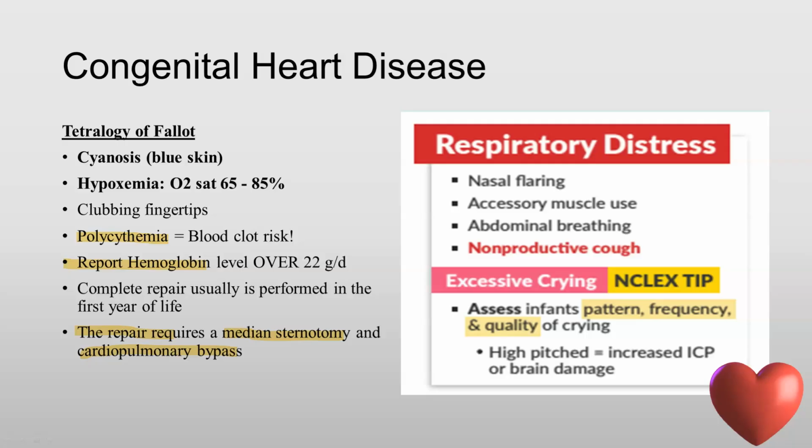The infants themselves may display nasal flaring, the use of accessory muscles or abdominal breathing. It's hard to see accessory muscles on an infant. Issues with a non-productive cough. We're going to look for excessive crying, because that's going to be that activity intolerance. So make sure you're listening, looking, feeling. And then it talks about high-pitched screaming, crying would be because of this increase in intracranial pressure. But that's a neural answer, and this is a cardiac test. So you probably won't see that from me.